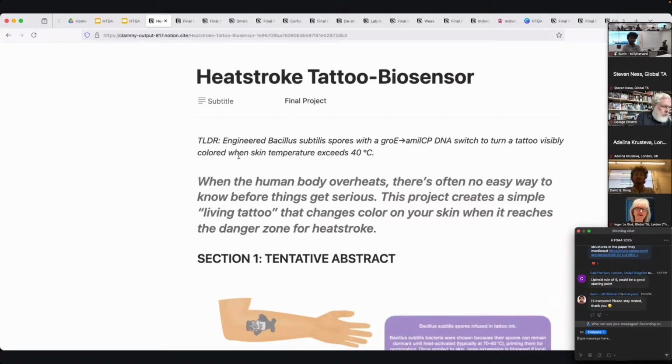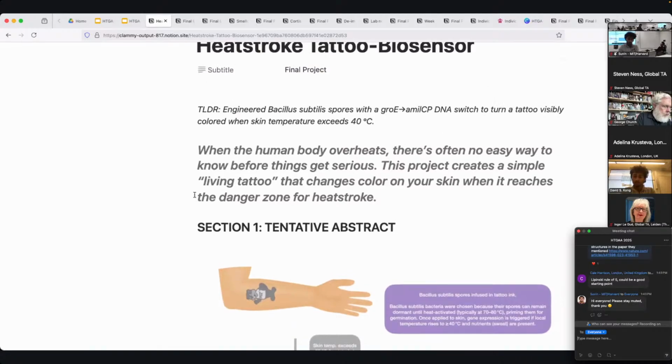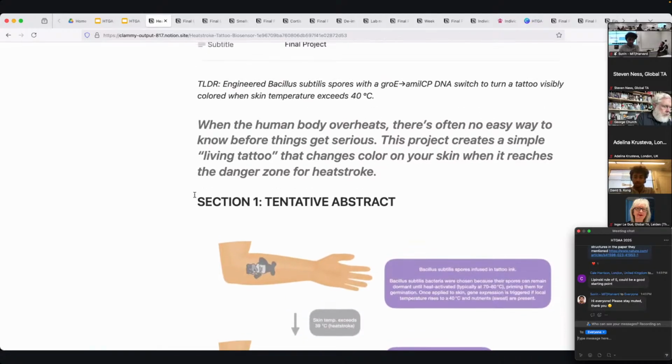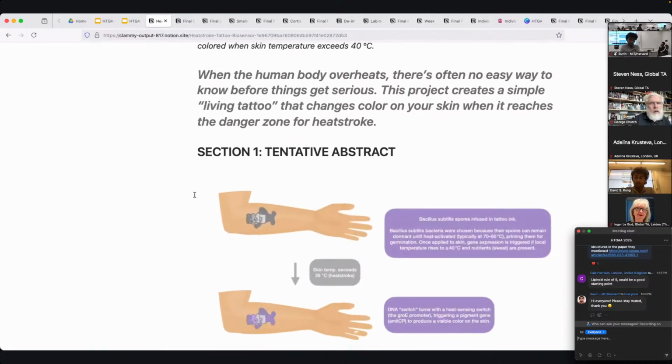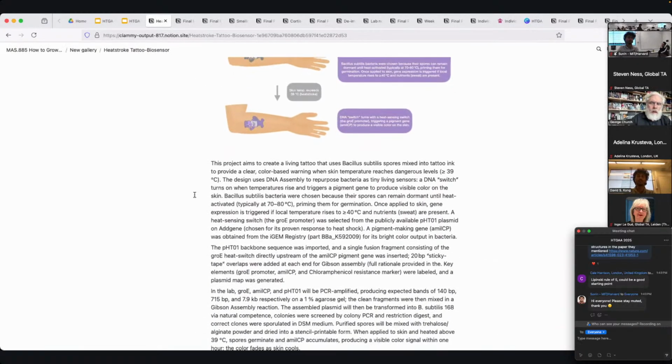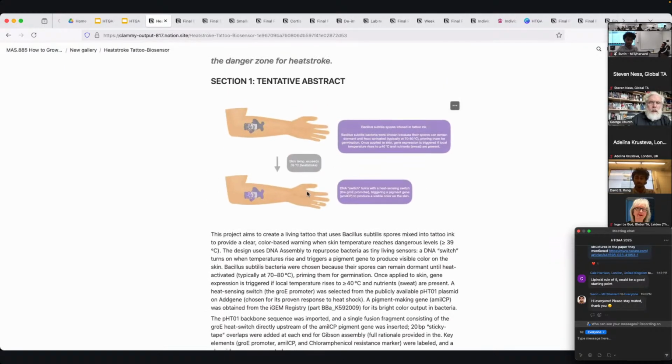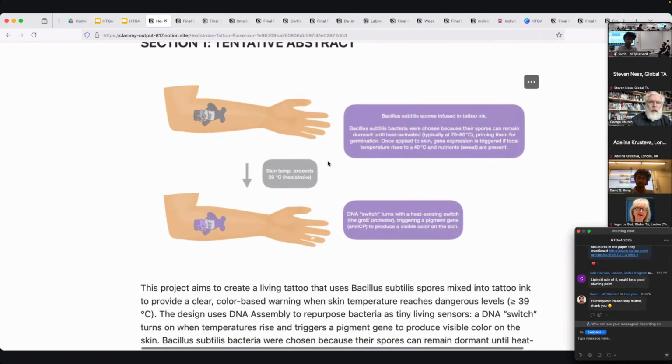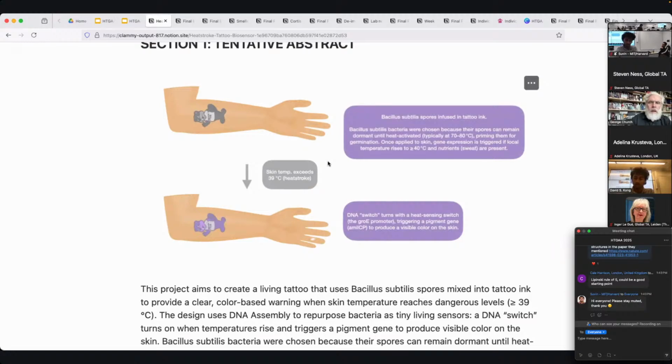All right, hi, I'm Vivek. I'm a sophomore in 6-1 electrical engineering at MIT, and I am working on a heat stroke tattoo biosensor. When the human body overheats, it's not always obvious. You might feel a little off, but inside things can go south pretty fast, especially when the core temperature hits around 40 degrees Celsius, which is like the danger zone for heat stroke. So I'm hopefully working on a living tattoo that changes color when the temperature exceeds this heat stroke threshold.